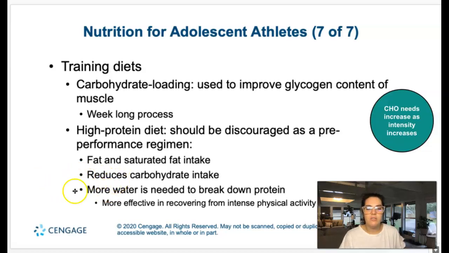We also need more water to digest and metabolize protein, so it can also be harder to meet fluid needs for athletes if they're over-consuming protein.